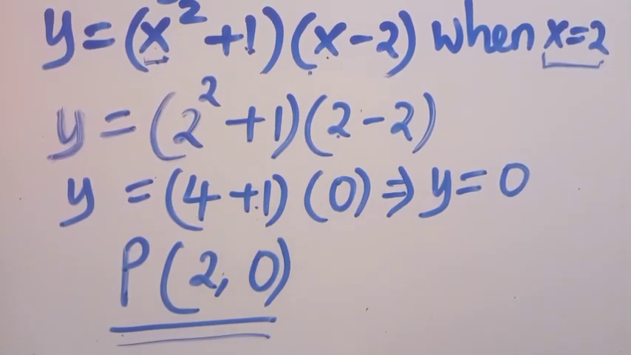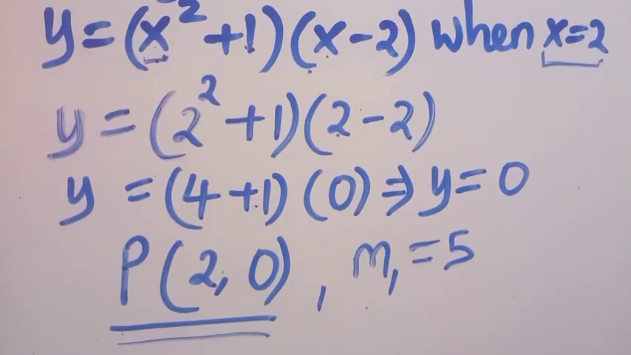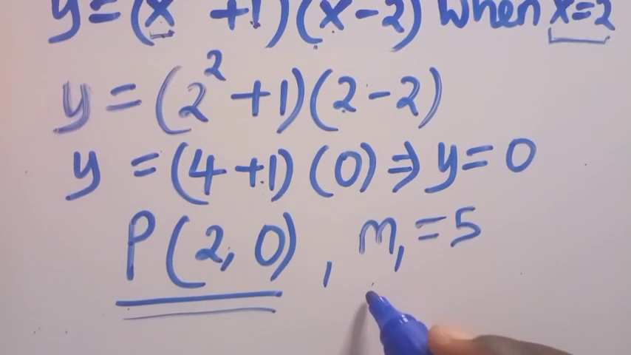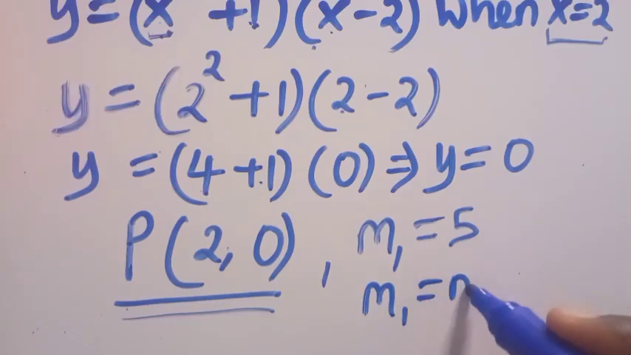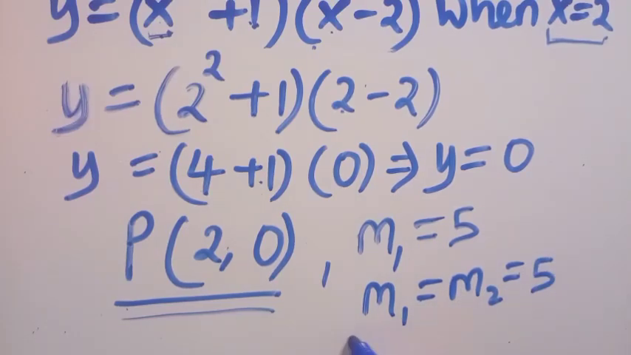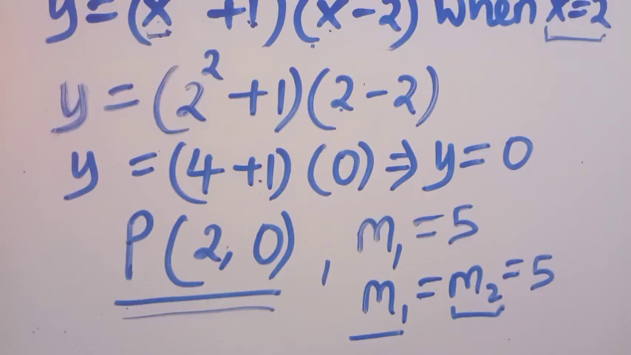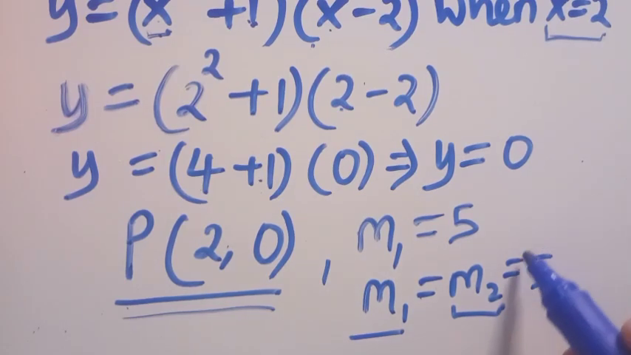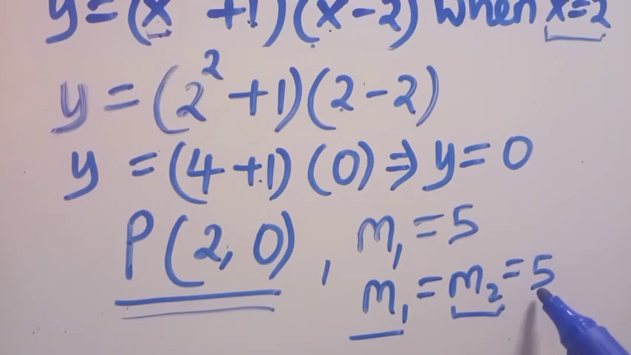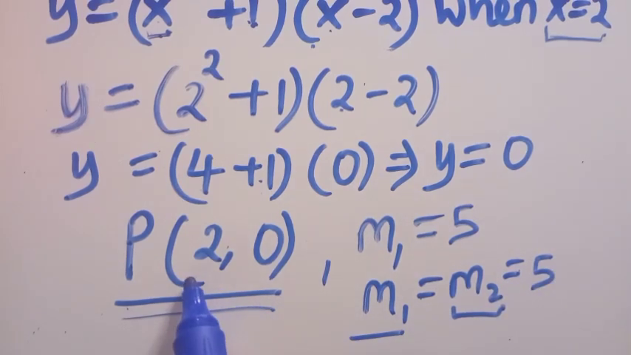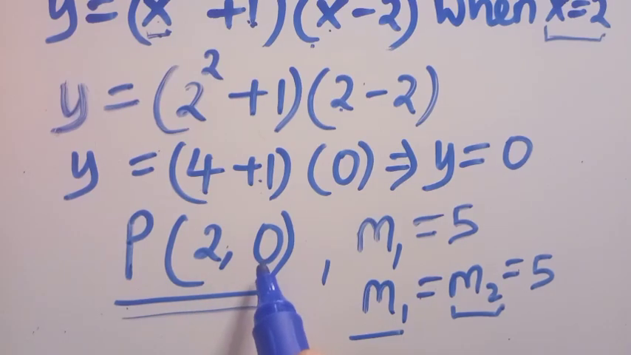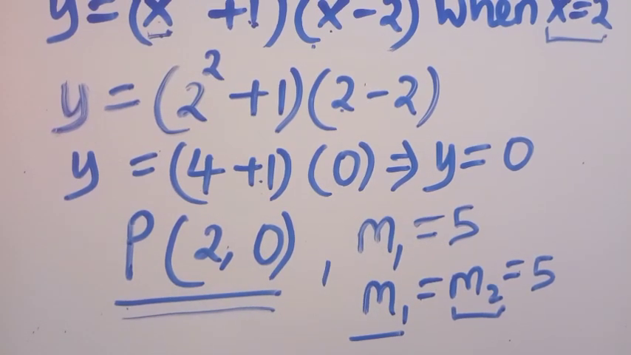Now, since we have the coordinates, and we have said that the gradient of the curve is 5, we have obtained 5 as the gradient of the curve, and we have said also that our m1 is the same as m2, which is 5, because this is the gradient of the curve, and this is the gradient of the tangent, and they are equal. So the gradient of the tangent is 5, and we have the coordinates 2, 0, and this is an equation of a straight line, because the tangent is always a line that touches the curve.